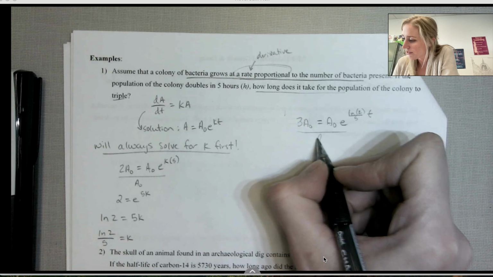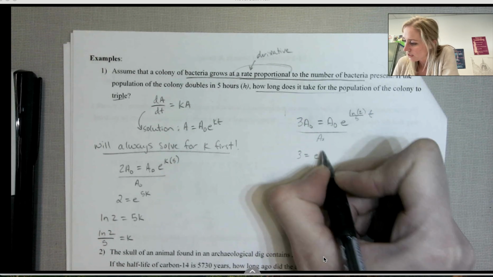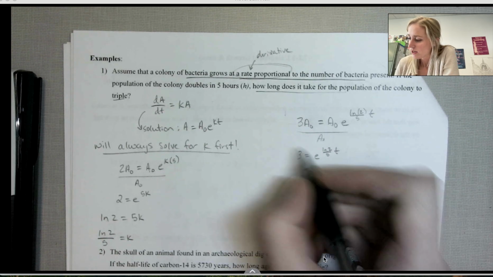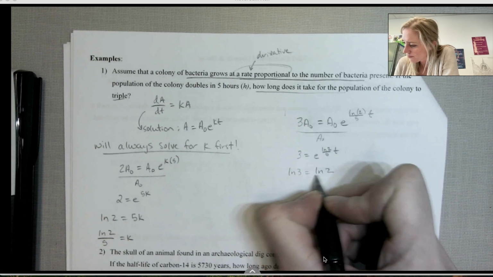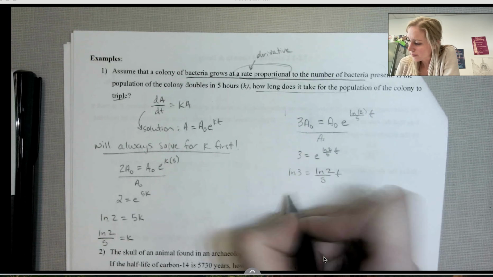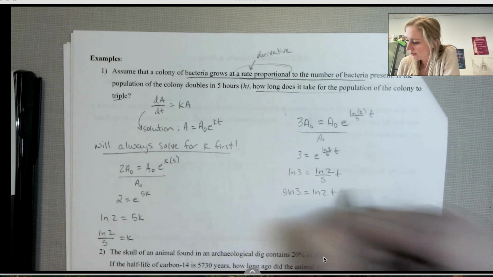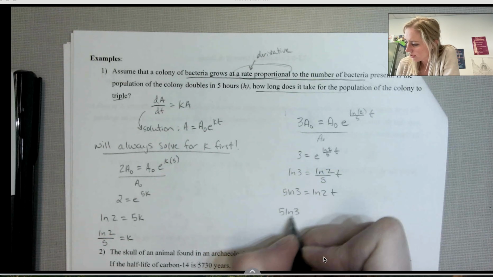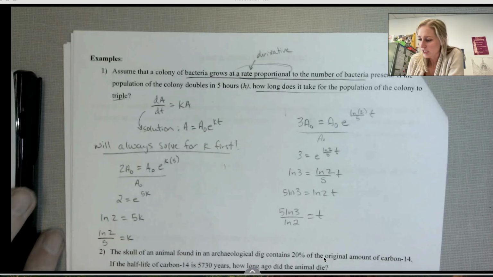Again, I can divide out the A naughts. So I have 3 equals E to the natural log of 2 over 5 times T. Natural log both sides. I'm going to multiply by 5 and then divide by natural log of 2. So we have 5 times the natural log of 3 divided by the natural log of 2 is our time.